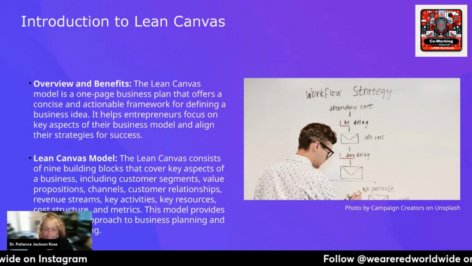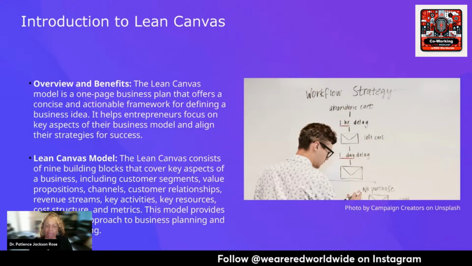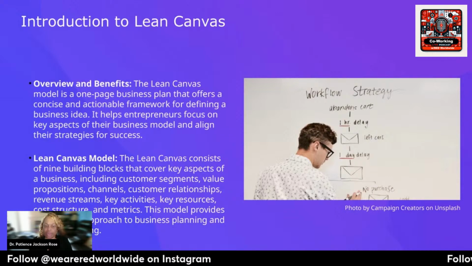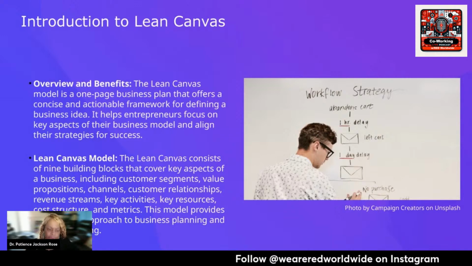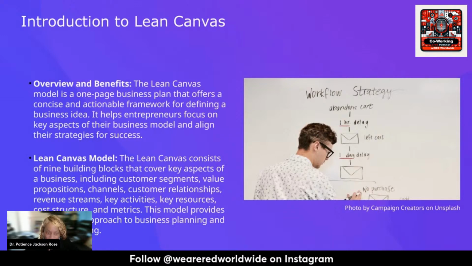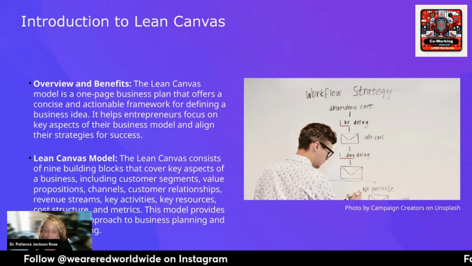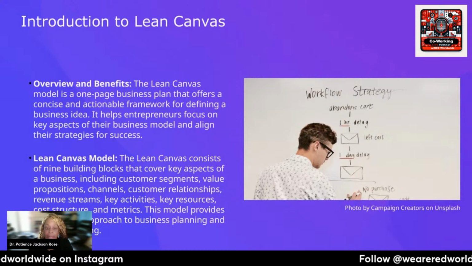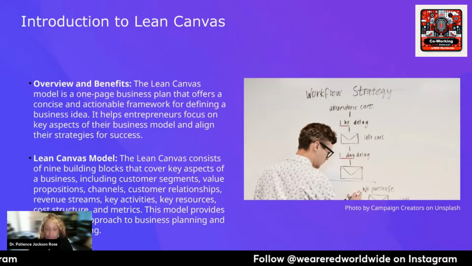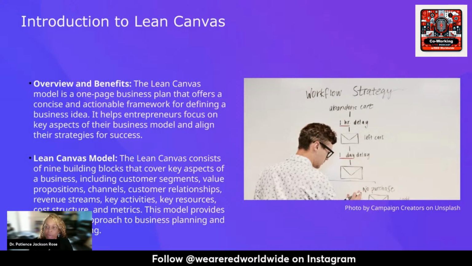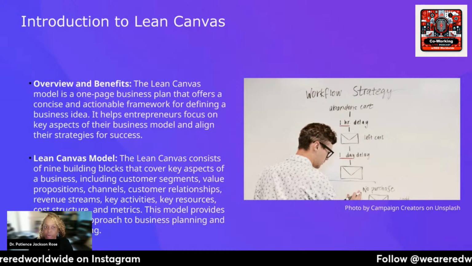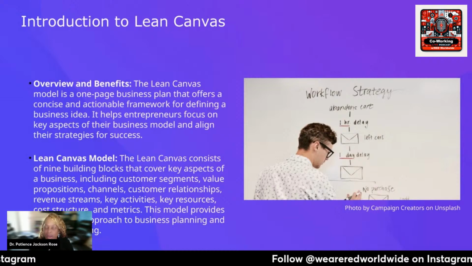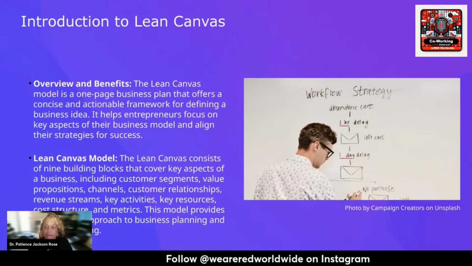And so when we're looking at this lean canvas, we need to understand these 9 building blocks that are there. Those sections that I just talked about cover key aspects of a business, including customer segments, value propositions, channels, customer relationships, revenue streams, key activities, key resources, cost structure, and metrics. And so we just looked at it, and it's all there, but it provides an approach to your business planning that is going to give you a very succinct way of jumping in there and doing what needs to be done from a customer centric perspective. Okay, let's go to the next slide, please.